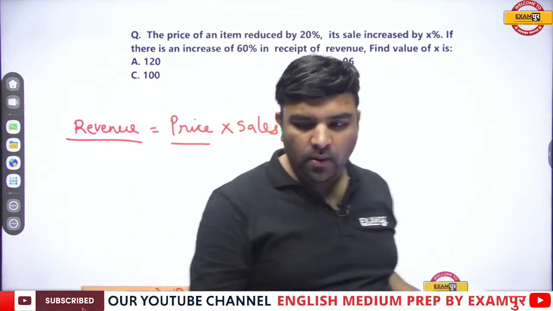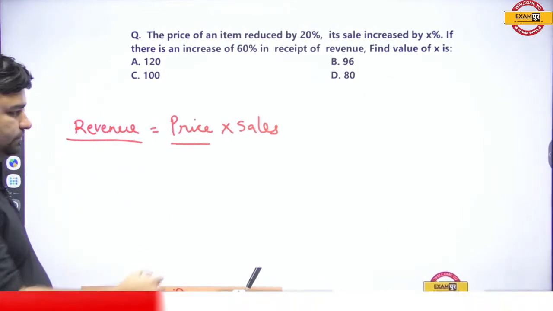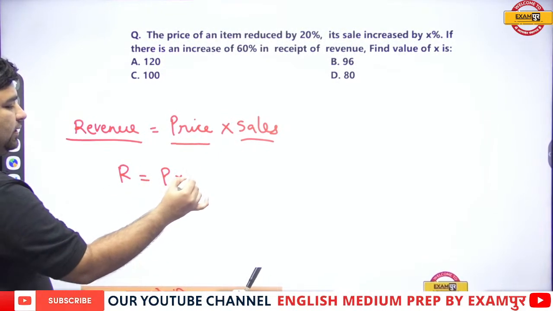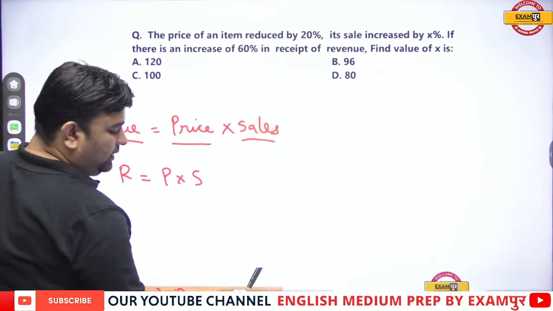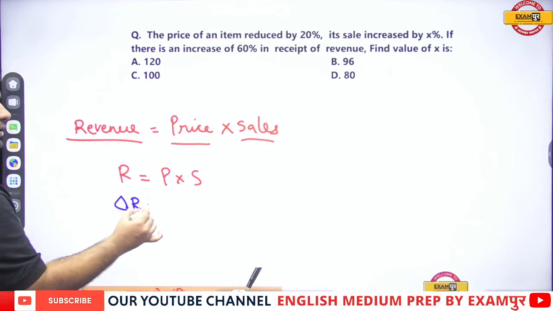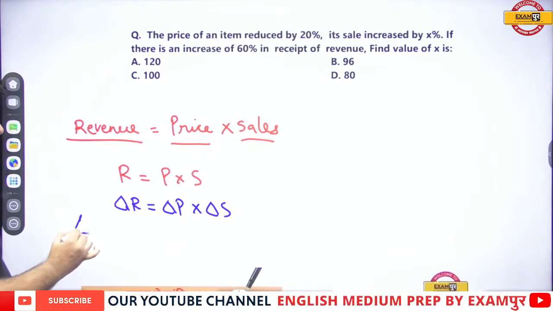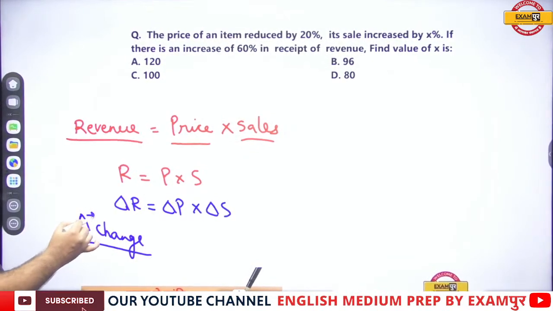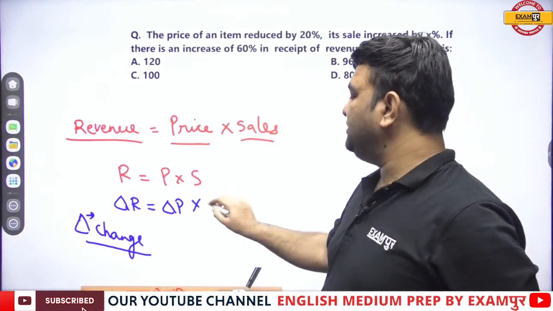Can we make this formula? Revenue is equal to price into sales, so R is equal to P into S. If R is equal to P into S, then we can also say change in revenue is equal to change in price into change in sales. This delta denotes change.